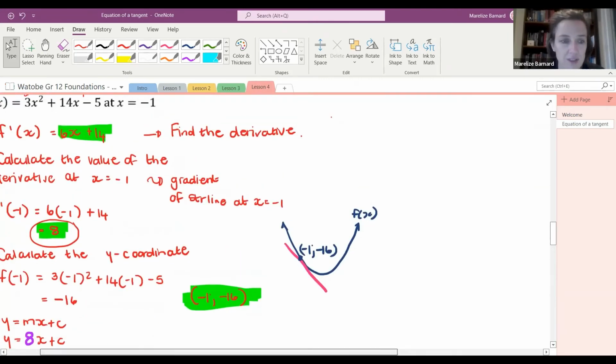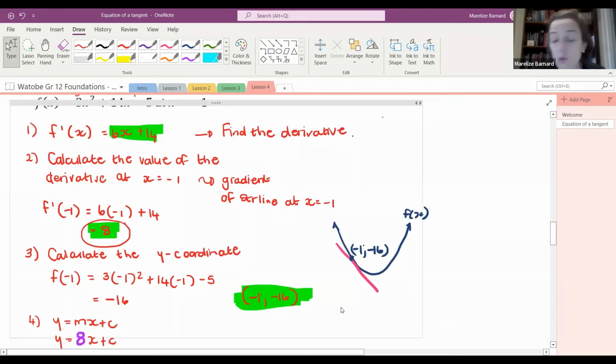Let's go through those steps again. And more than just the steps and trying to think what the steps are, think of the logic of it. Okay, so let's start with that situation. There is the parabola. It's got a tangent at -1 and -16.